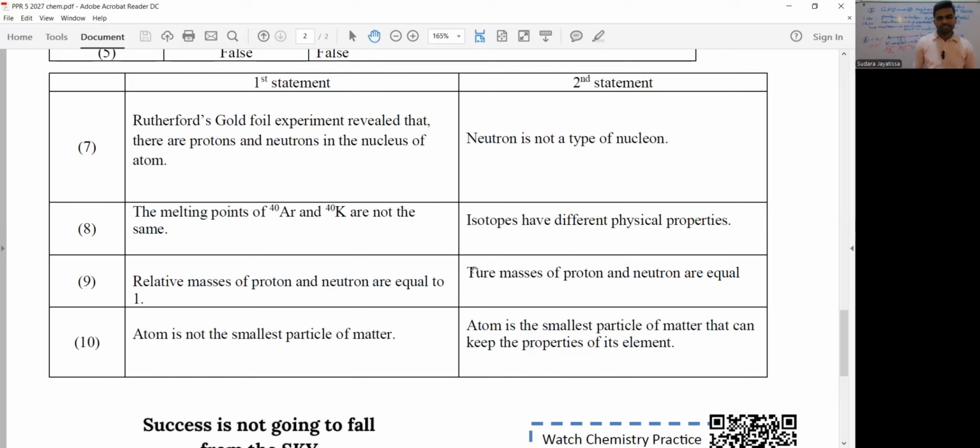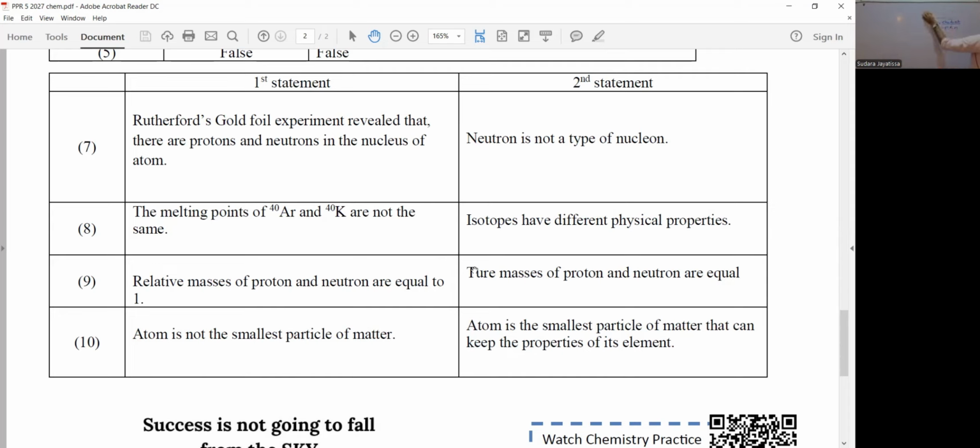Let's see. Last question. Atom is not the smallest particle of matter. That's very true. Everybody can understand, right? There are further smaller particles. So what's the reason why the first one is true? This is a good question. So we'll finish with a good question.